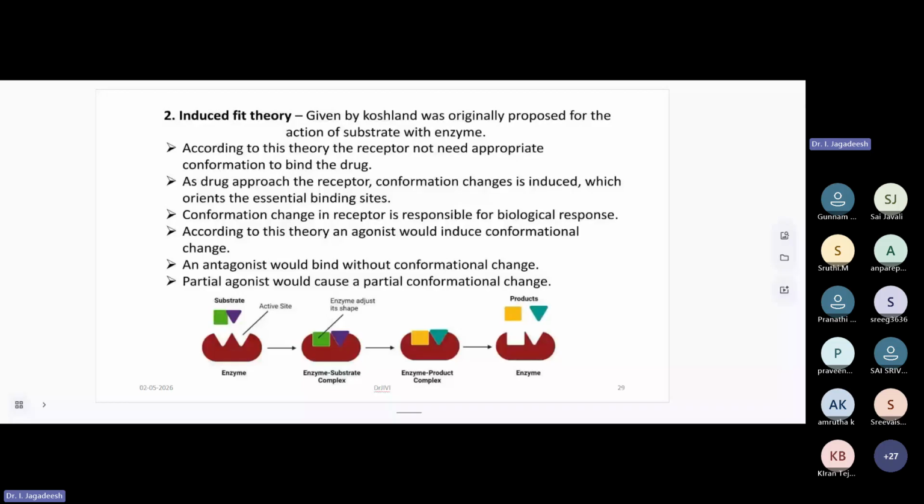According to this theory, an agonist would induce a conformational change in the receptor, and an antagonist would bind without conformational change. Without any conformational change, it will bind and block the original endogenous ligand from entering. This is what acts as an antagonist according to this theory. The partial agonist causes a partial conformational change. It is actually vague to describe it in the form of text.